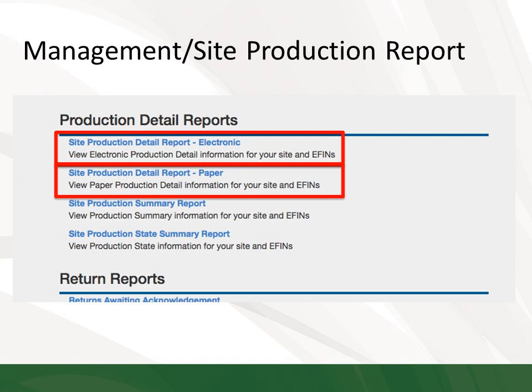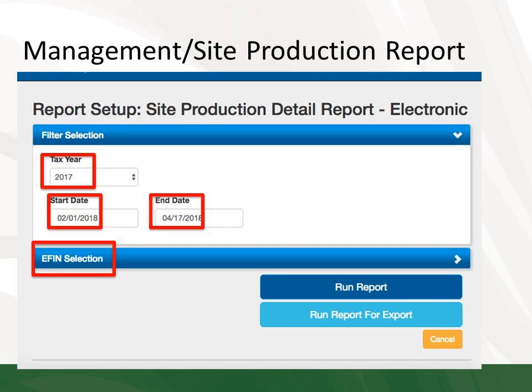So in this case, if you're working on it at home, go ahead and select the Site Production Detail Report Electronic. There are a couple of very important pieces of information that you do need to fill out and that you can change. You will need to select the tax year. You will need to select the starting date and end date.